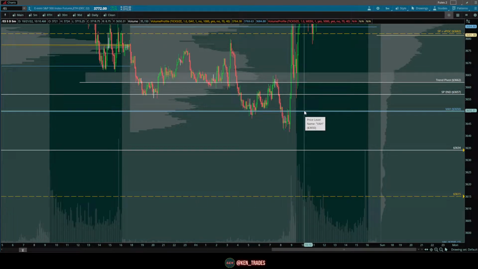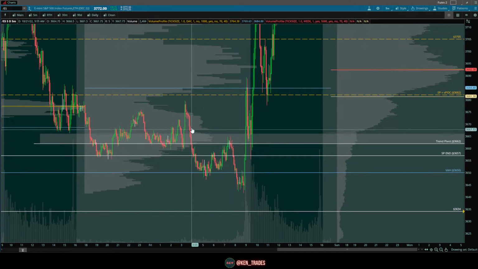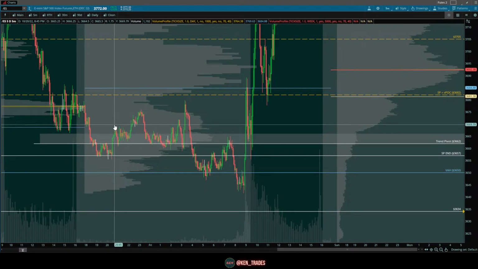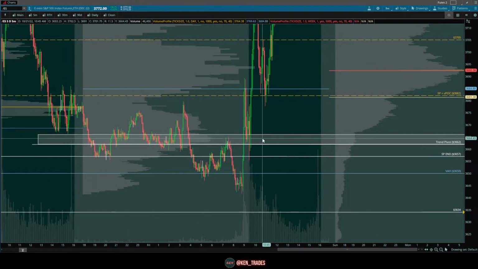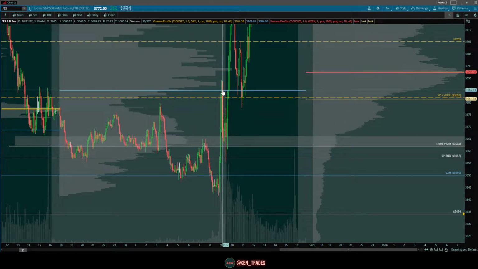So do I take entries off POC? Yeah, I do. If price pushes up, comes down, retests POC, I will look to long POC. I'll look to long the current session's POC. I do that a lot of times, especially in glowbacks. Then you want to sell, obviously, at value high, whichever. Most of the time you see value area high might actually coincide with a resistance.